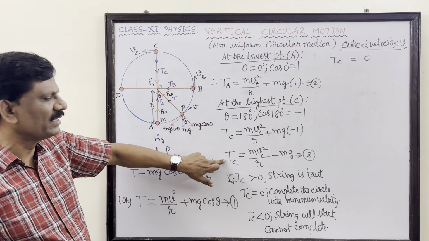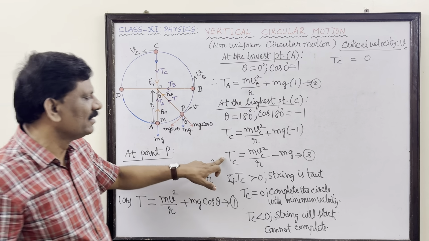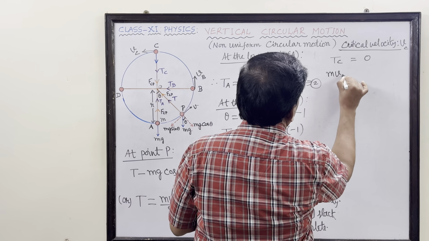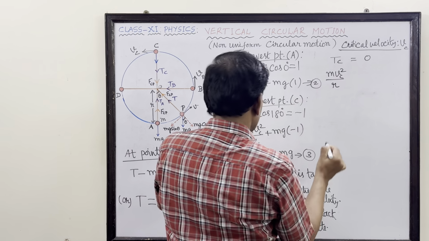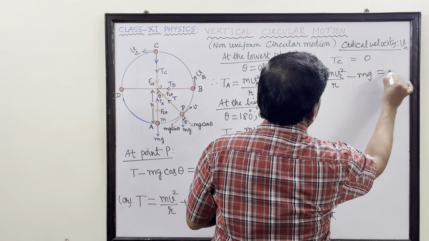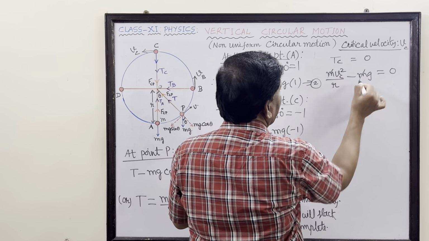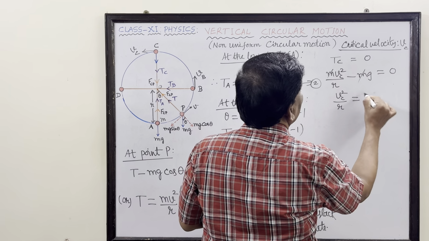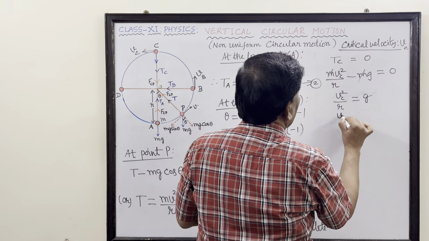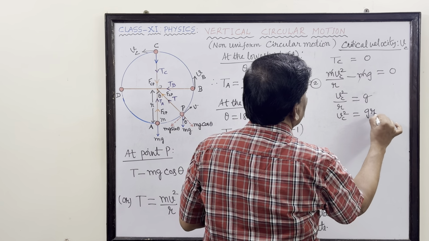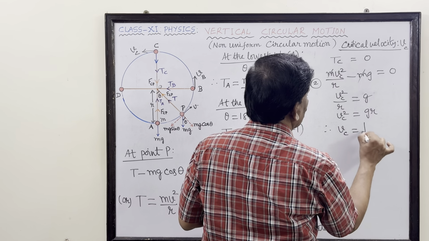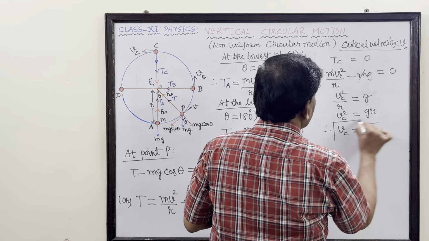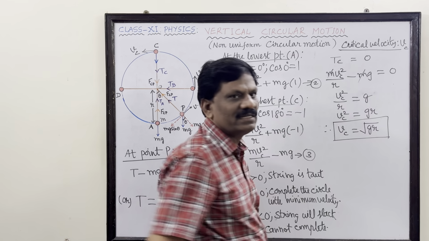Now the third equation is Tc. The left hand side must be equal to 0, therefore the right hand side must also be equal to 0. So m Vc square by R minus mg must be equal to 0. Cancelling m, Vc square by R is equal to g, or Vc square is equal to g into R. Therefore Vc is equal to square root of g into R. So this is the expression for the critical velocity.